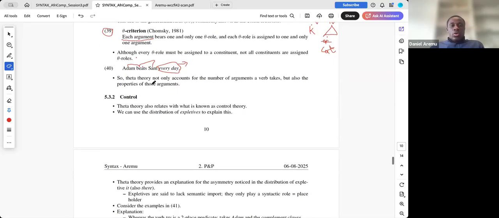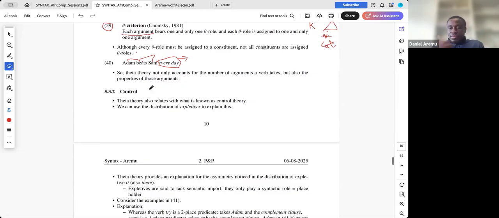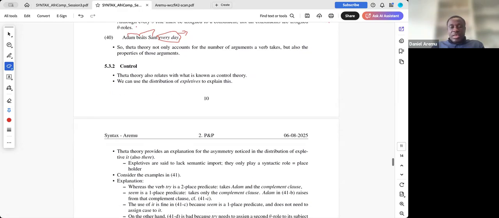All right. So theta theory does not only account for the number of arguments that a verb takes, but also the properties of those arguments. So that's what theta theory under the principles and parameters theory does, right? It explains the relationship that we find between the verbs or predicates and the arguments they take. And not only that, it also shows the kind of property that those arguments have, whether they are agent, theme, patient, and the like.